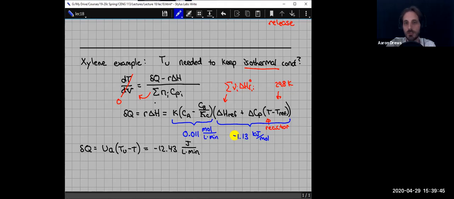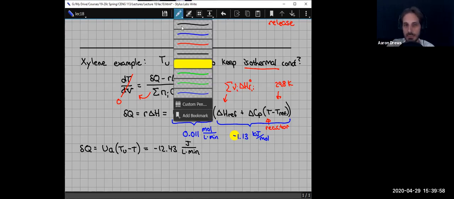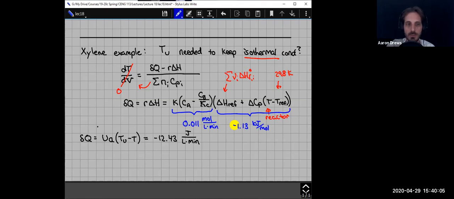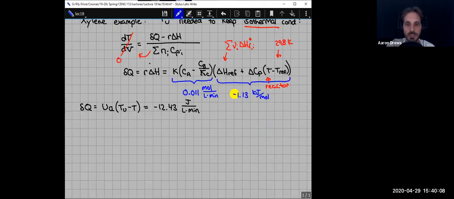So we have to use some kind of a cooling liquid, some kind of a cooling medium in order to keep this thing isothermal. Because it's exothermic, that energy is coming out. It needs to exit the reactor somehow. And the only way it's going to do that is if the fluid for the utility is colder than the actual reactor. The summation of NiCpi, I moved it over to the left over here. There was a zero over on the left-hand side, so I moved it over and multiplied it by zero. So it went away.